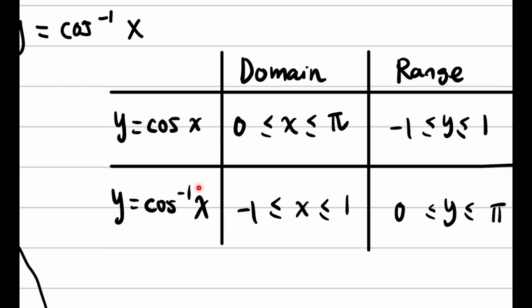For cos inverse x, the domain of cos x will become the range of cos inverse, which is from 0 to pi, the y value. The range will become the domain, which is x is in between minus 1 until 1.